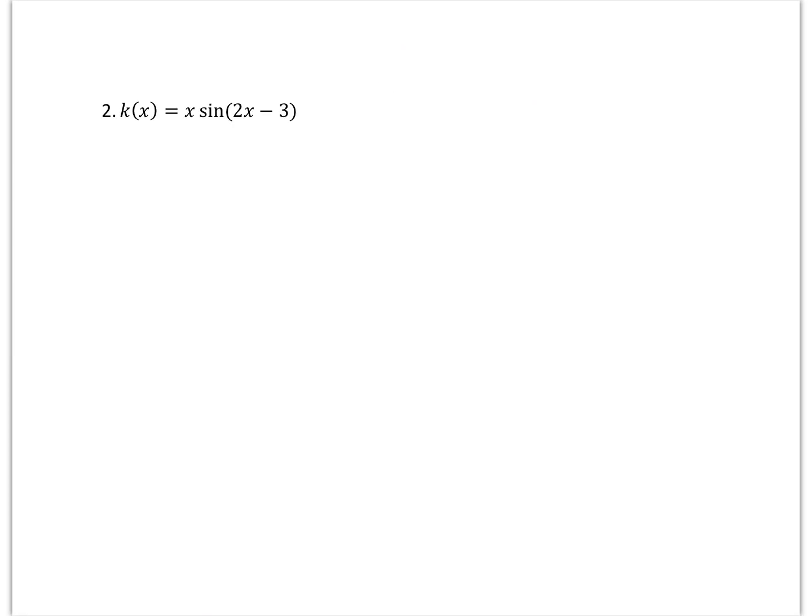K of x is x times the sine of 2x minus 3. And this is a product: x times sine of 2x minus 3. So I'm going to do the product rule. Let's call this first function f and this second function g. So k prime of x would be f prime g plus f g prime.